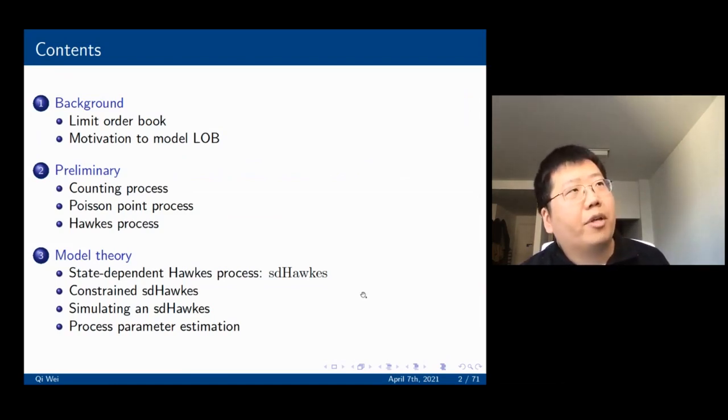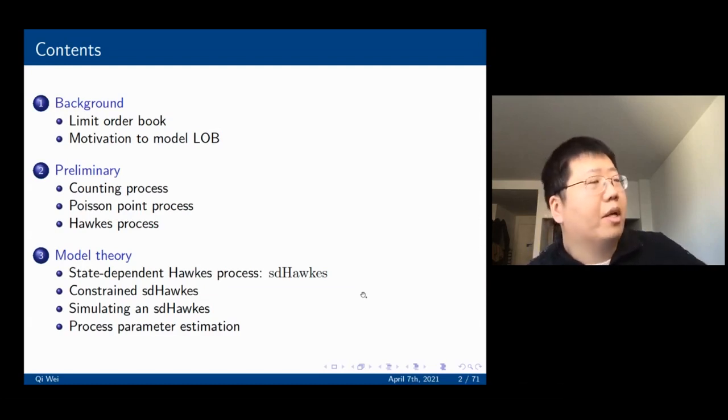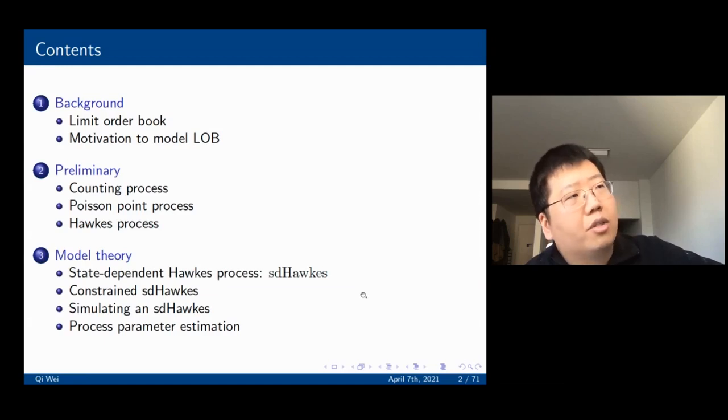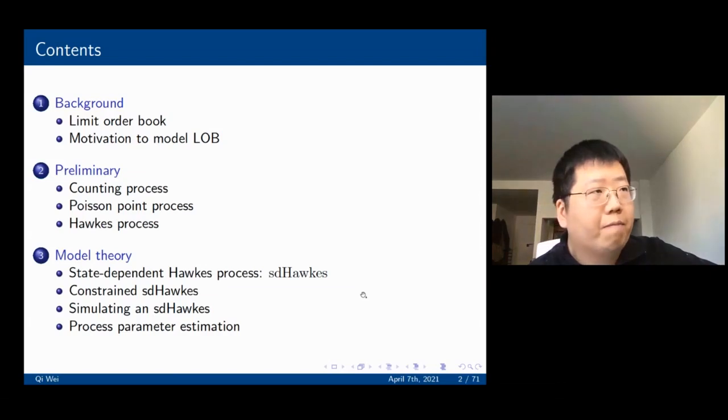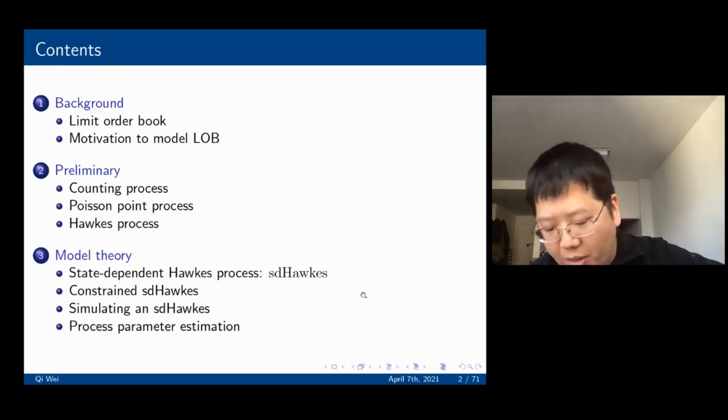The second part is more about the preliminaries about the point process, the counting process, the Hawkes process. If you are already familiar with this, we can skip many parts here. And the third part is about the model theory, how we adapt this state-dependent Hawkes process and its constrained version to limit order book modeling. And also, if we have time, we can talk a little bit about the simulation and the parameter estimation.